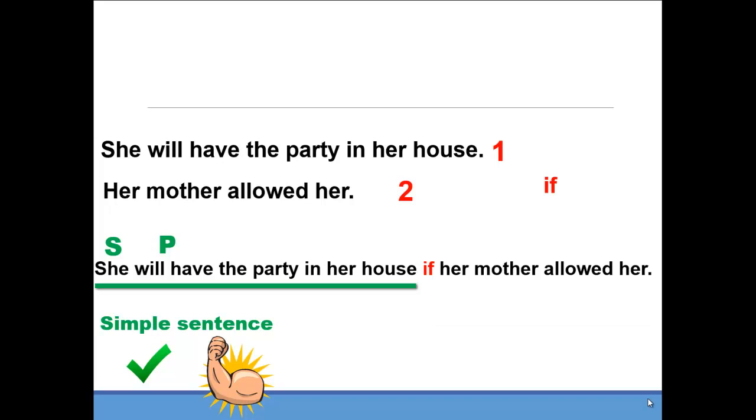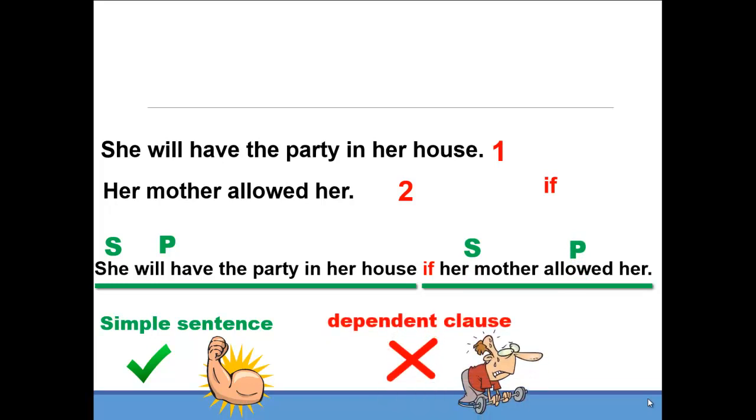What about the other part? If her mother allowed her. Let's read this part of the sentence alone. If her mother allowed her. What will happen if her mother allowed her? We have no idea. So, can this part of the sentence be used alone? No, and so it is called a dependent clause.